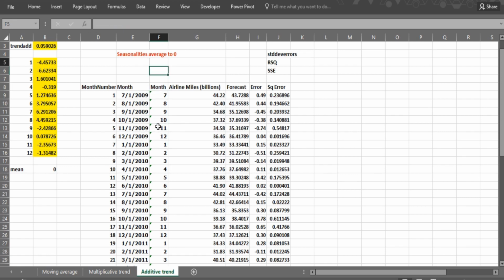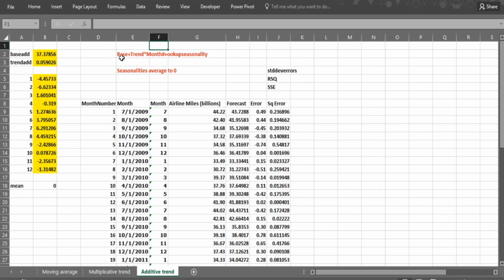And so what would be the forecast equation? We would take the base level plus the trend times the month number. If the trend were 2 million a month, 5 months from now, we'd add 10 million to the base. If the trend were 2 million a month, 6 months from now, we'd add 12 million, etc. And then we would look up the seasonality with a simple VLOOKUP. The seasonality should average to zero. In other words, in an additive model some months will be above average, some months will be below average.